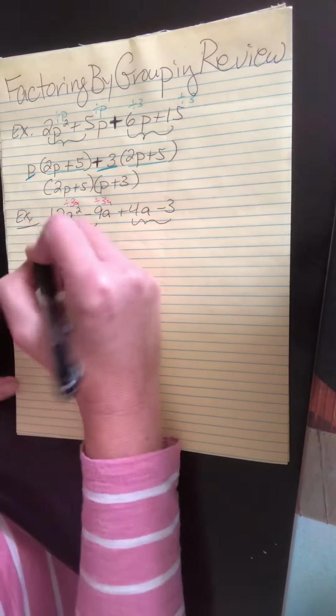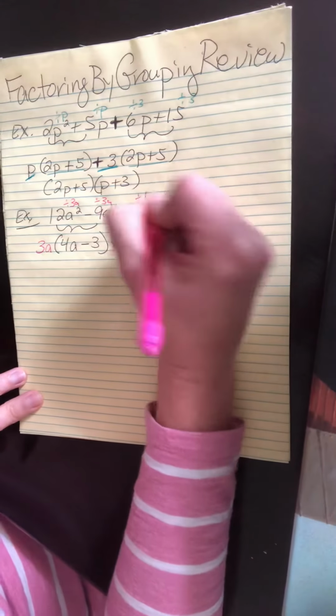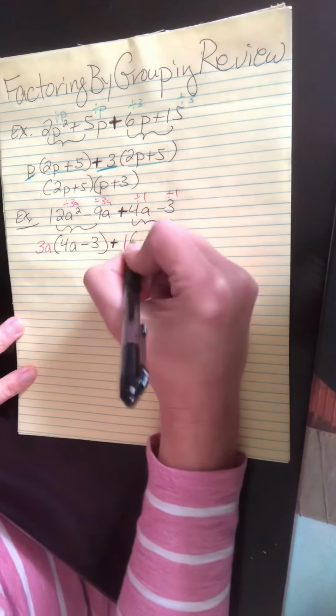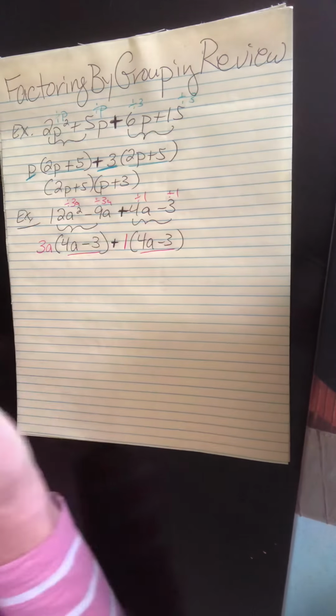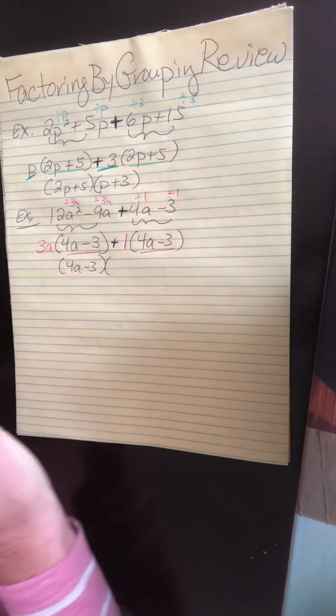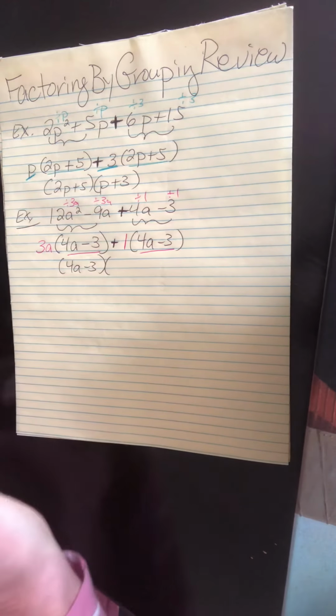Out of these last two, there's not really anything you can divide out, 4 and 3, but you have to put down something. So you put down the 1. They both divide by 1. And when you divide by 1, you still have 4a minus 3. Then what you have in parentheses should always be the same, and you'll write that down, 4a minus 3. And then the other parentheses will be the 3a plus 1. That one's done.